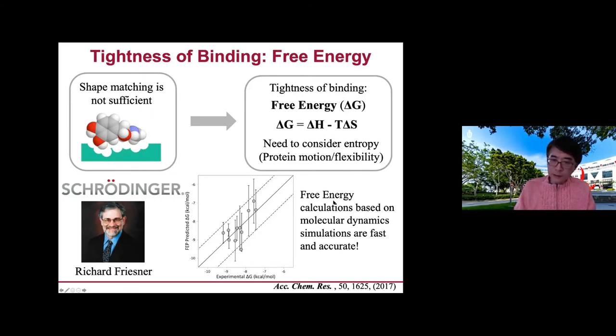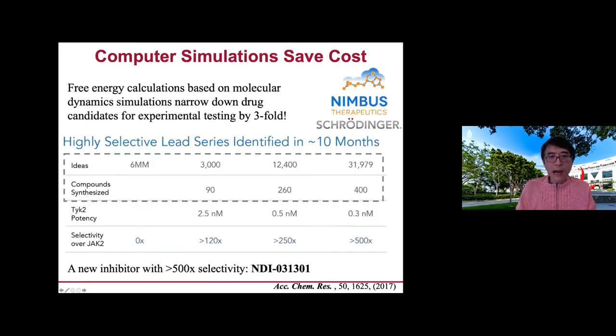Using their free energy calculation method based on simulations, they can team up with Nimbus Therapeutics and accelerate the drug discovery process, because now you can screen a lot of compounds in silico. And this will be better than just doing docking, because docking just gives you the matching of the shape, while these free energy calculations give you consideration of the flexibility or the entropy of the system. This helps accelerate the narrowing down of compounds for testing by threefold. And the new inhibitor they identified indeed has 500 times selectivity. In other words, this compound binds to TYK2 500 times stronger than to the three other targets. This is very exciting because by looking at the shape, there's no way you can tell the difference.